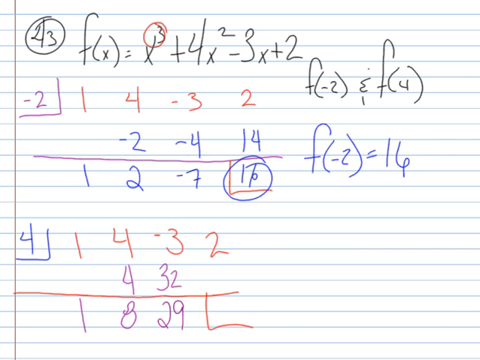29 times 4 is 116. And then we add those things together, gives me 118. So f of 4 is equal to 118. Looking here at our next problems, we're going to be looking at how to factor a polynomial giving one of its factors. So we can have it factored completely.